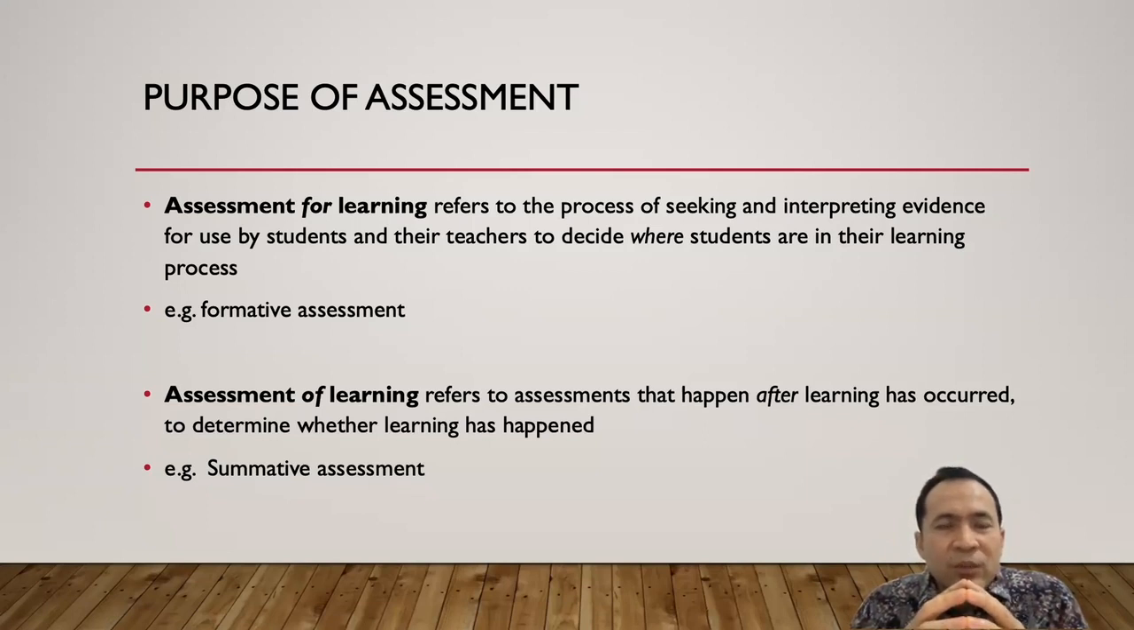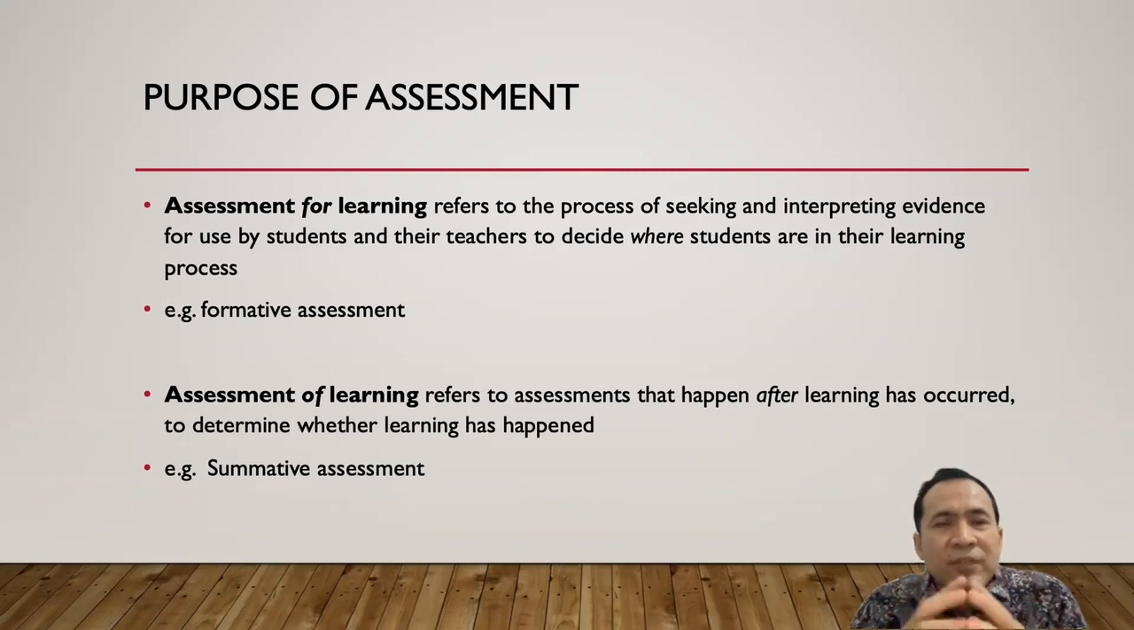And the second one is the so-called assessment of learning. The difference is in the words for and of. Assessment of learning means assessment that happens after the learning has occurred, to determine whether the learning has happened. So at the end of the learning, you have to make sure that your learning is achieving the goal, right? You have to make sure that your learning is successful, that you can achieve what you are going to achieve in the learning.